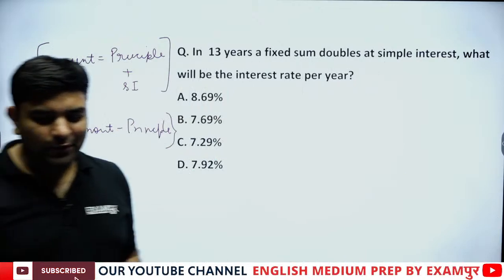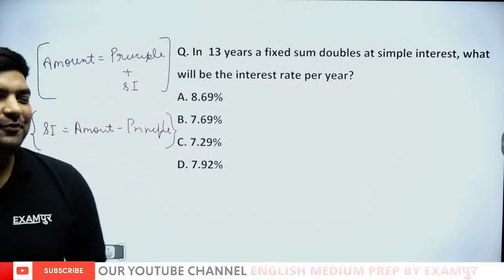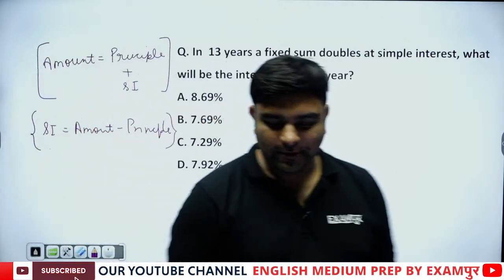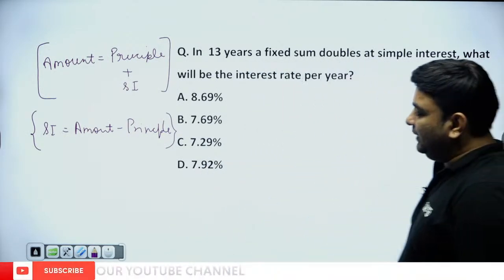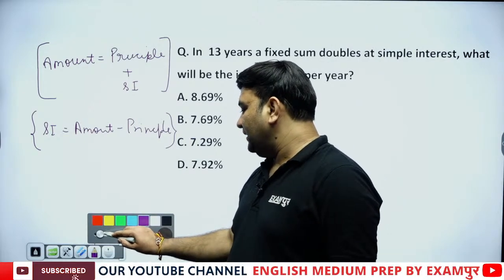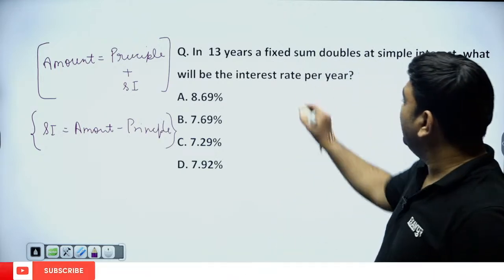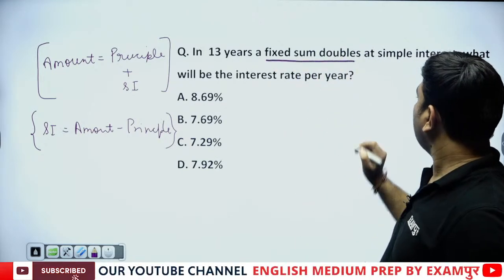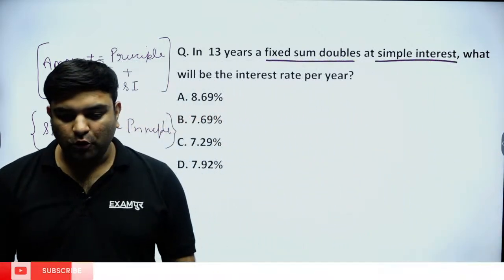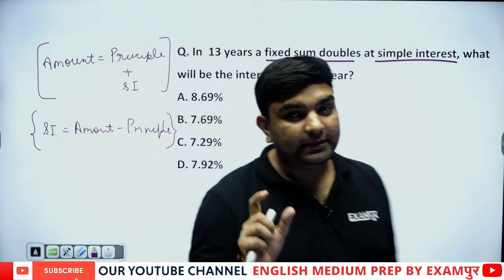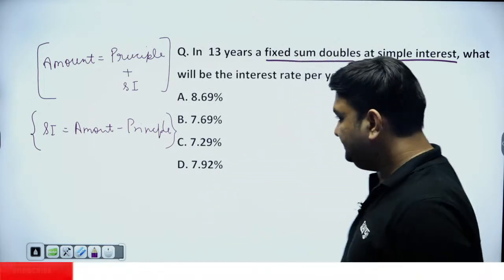So now we will start doing some problems, some important, some tricky, some easy problems. In 13 years, a fixed sum doubles at simple interest. What was the rate per annum? In 13 years, a sum doubles.